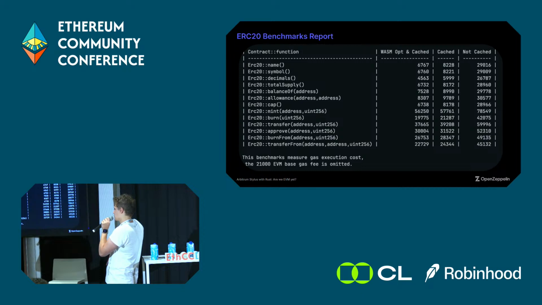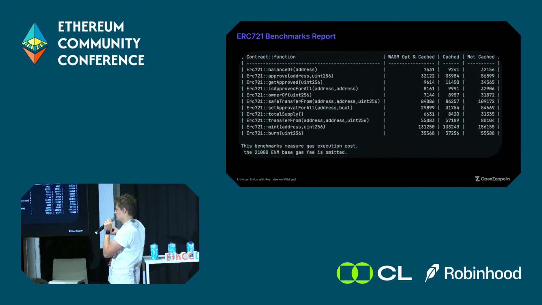And the worst thing about it is that it's actually worse than Solidity. For all of those results, the 21,000 gas fee is not considered here, so you should add it if you want to note the price of the call in total. So yeah, all of it is a bit worse than Solidity. That's a bad thing. And the same thing for ERC721. Mostly it's a bit worse. Sometimes it's the same, sometimes it's worse, even in the most optimized version.